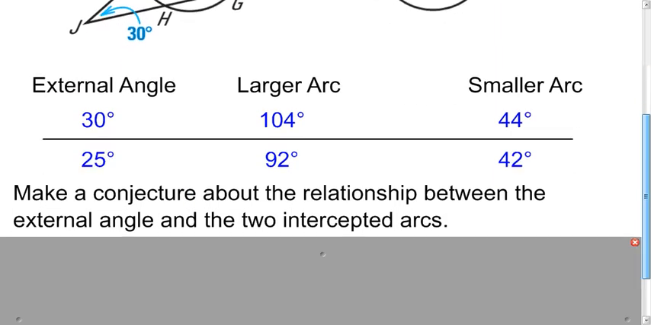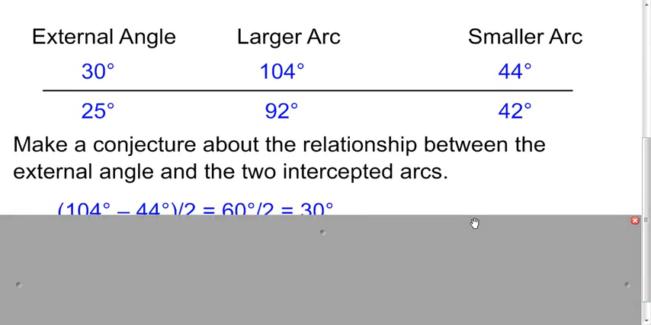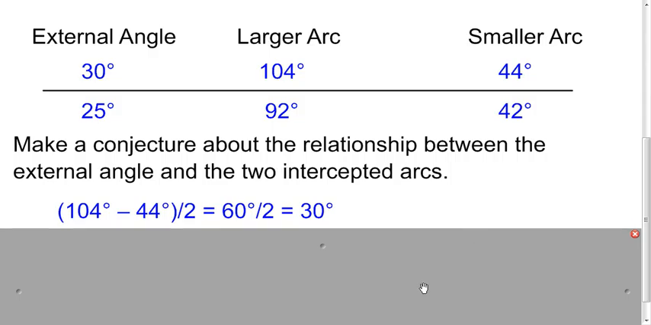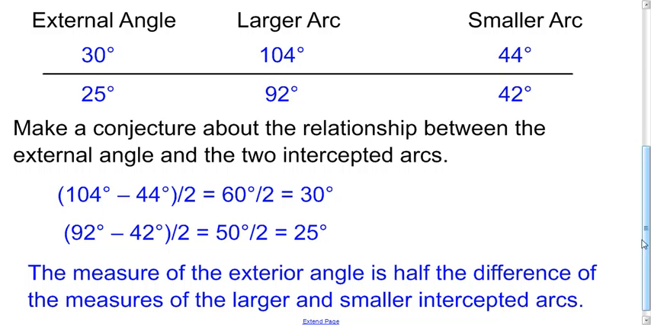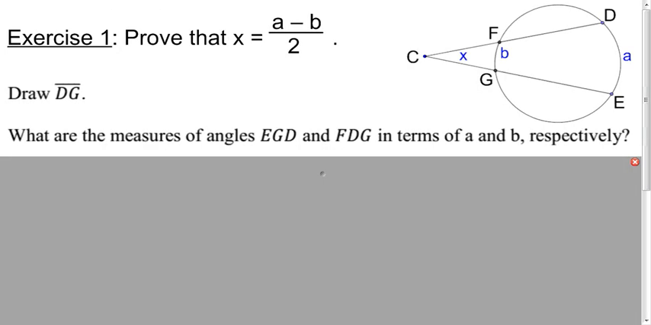So it looks like that gets the job done for the first one, and if we do the same exact process for the second circle, it works out. So it looks like we're going to subtract these arc measurements and divide by 2. So let's prove that. So in this case, we want to show that x is (a minus b) all divided by 2.